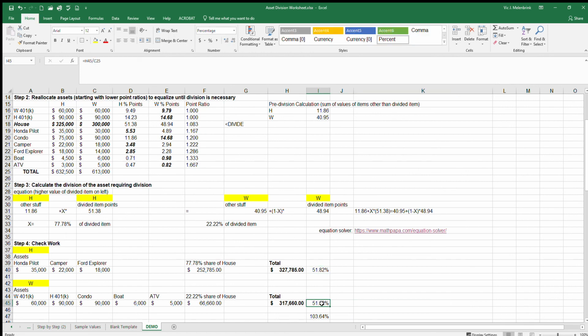So that's pretty much it. We did step 4, our numbers check out. So the order would be that husband gets these items, plus 77.78% of the house's proceeds. Wife gets these items, plus 22.22% of the house proceeds. And that's what's in the order. And they get those items. They each think they won.